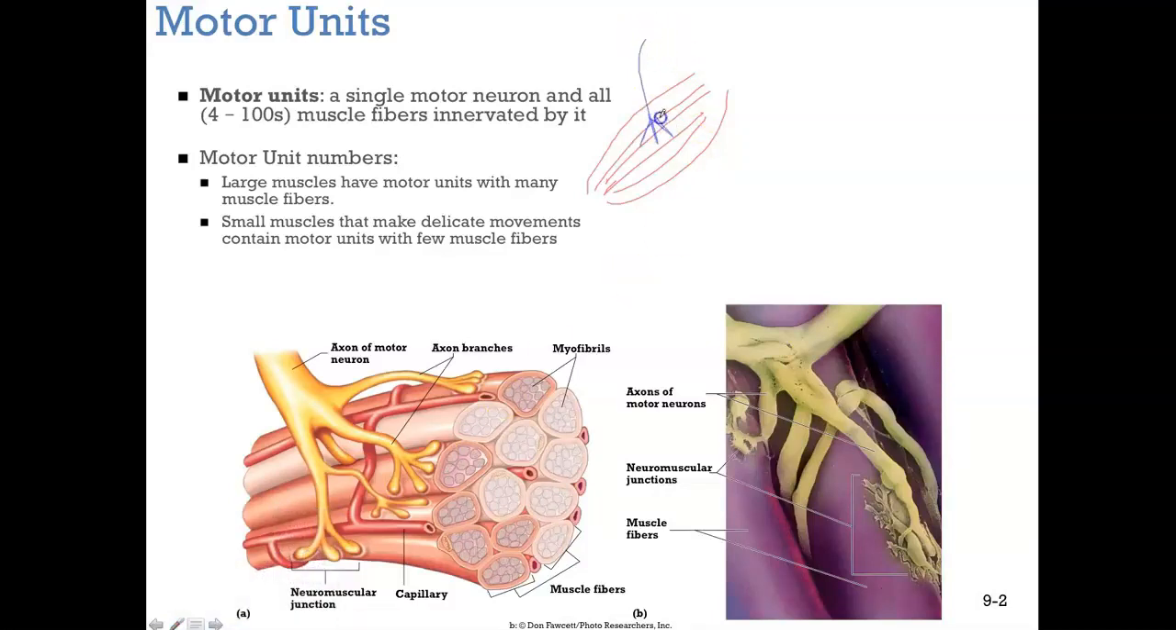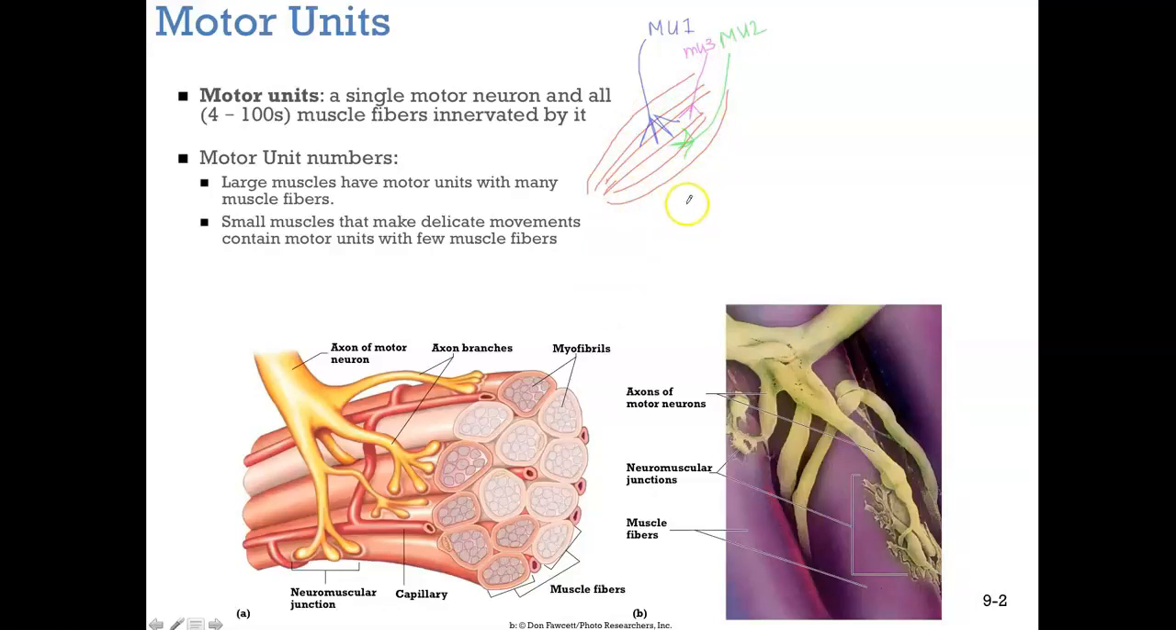multiple motor units. So this is, I won't write the whole thing, motor unit 1. And then I will have another motor unit coming from over here, branching, motor unit 2. And I might even have another one. Let's say this is motor unit 3. And all of these are grouping certain muscle fibers together.